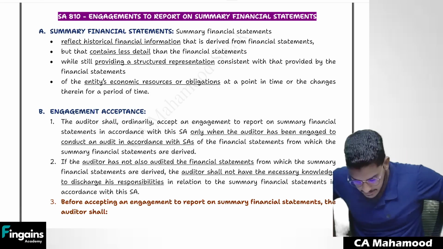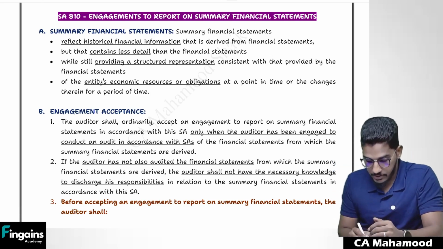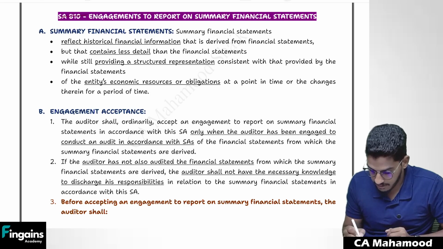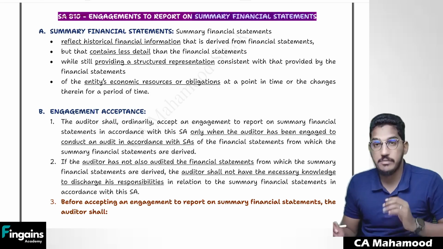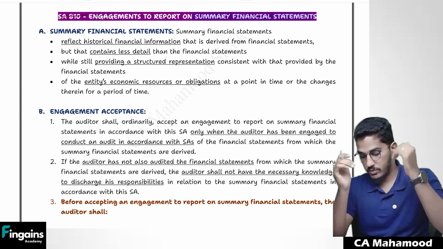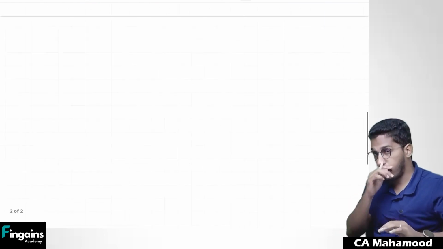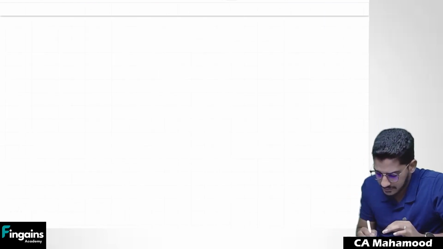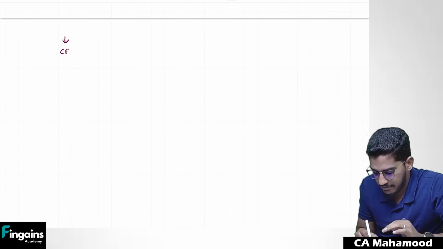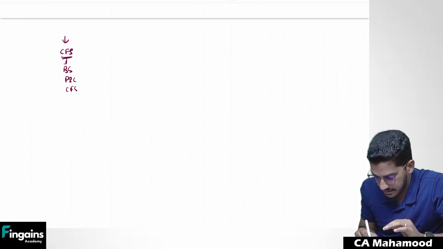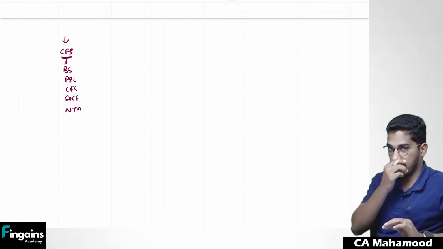So now we will take up the next standard in the SA 800 series for revision. We will be discussing SA 810, which talks about engagements to report on summary financial statements. This standard talks about the engagements in which you are appointed to conduct an audit of summary financial statements. As we all know, companies will have one complete set of financial statements, which contains a detailed balance sheet, a detailed P&L, a detailed cash flow statement, a detailed statement of changes in equity, and very detailed notes to accounts.